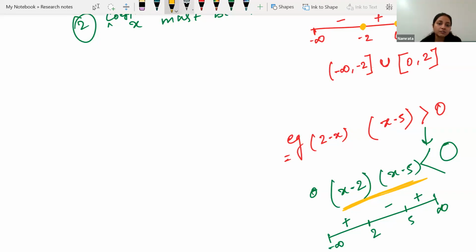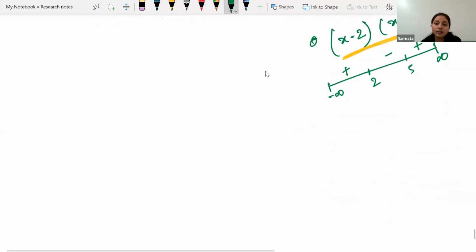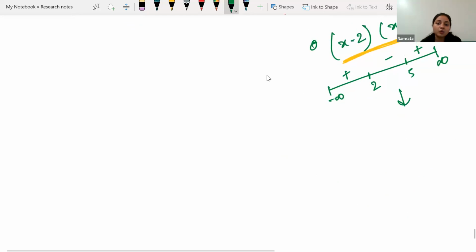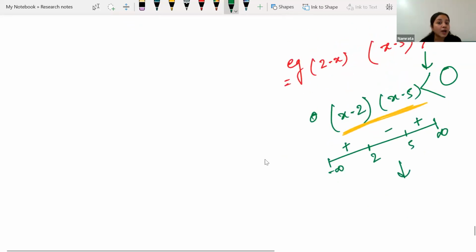So we will be focusing on the negative over here. That means only this interval, less than 0, is there. The equality sign is not there, so we will be having the open interval 2 to 5. Is it clear?